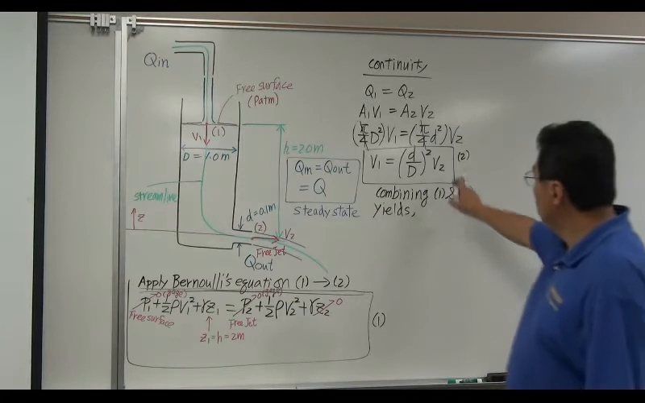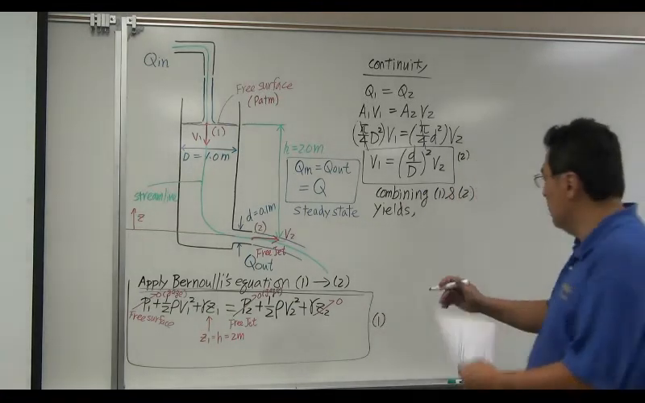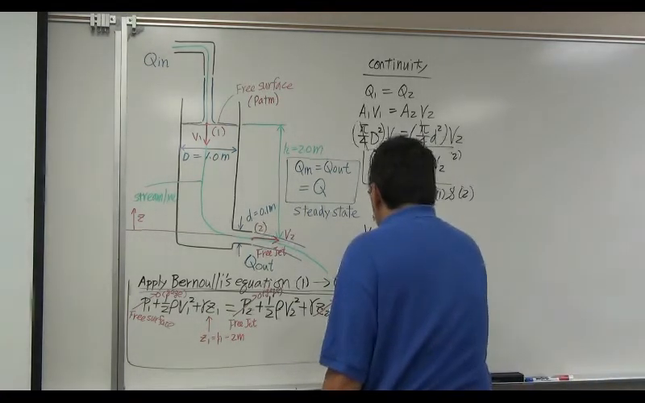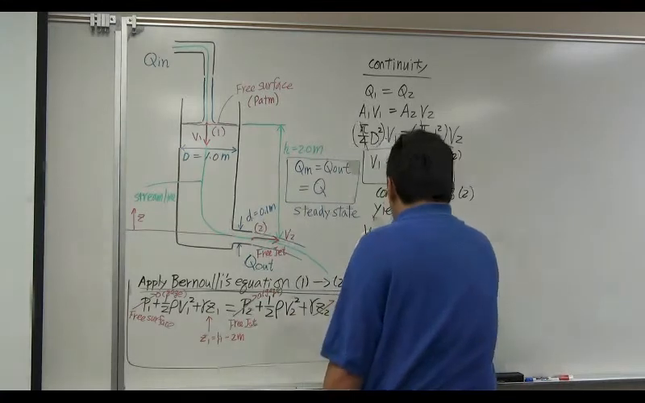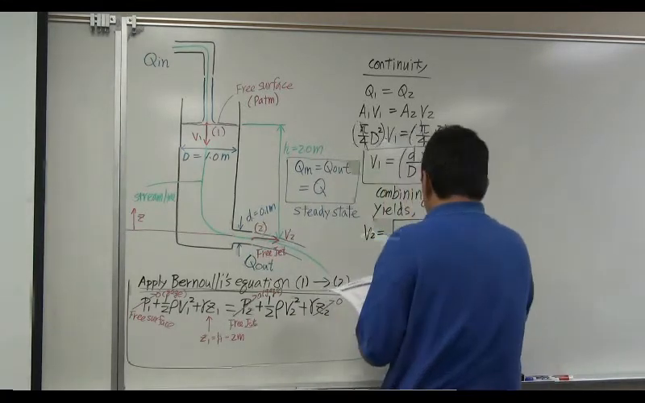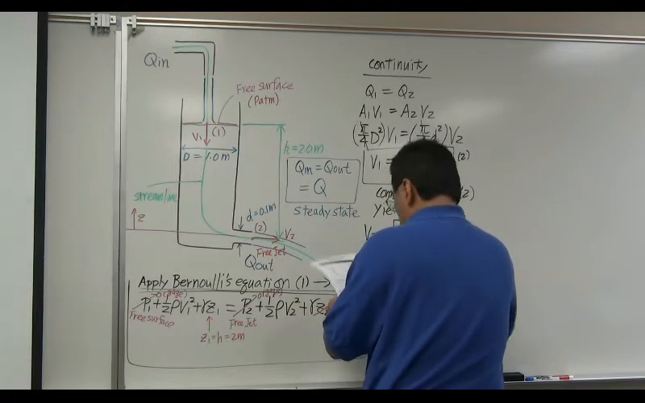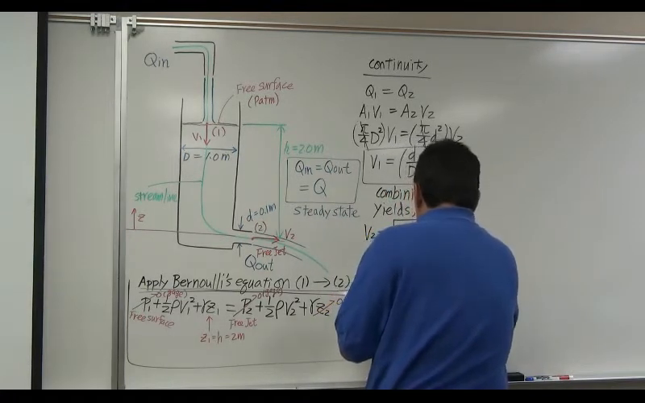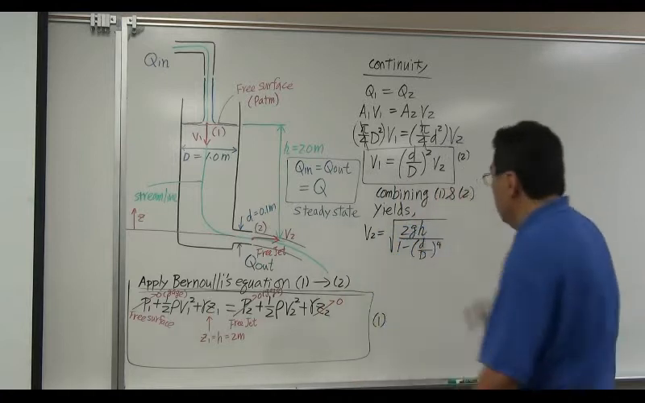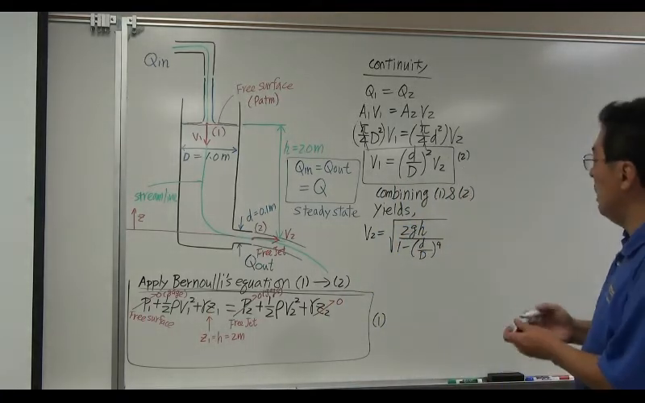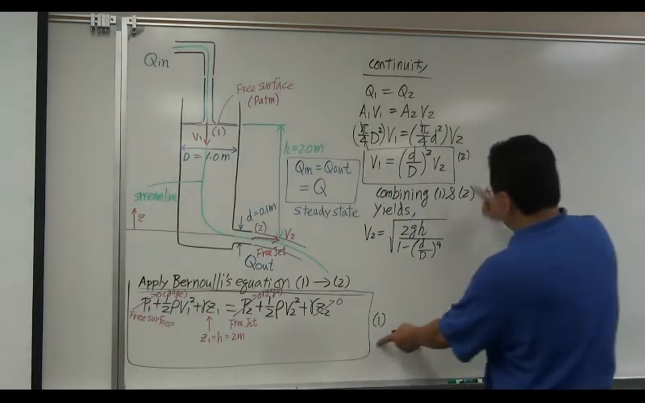If you combine equation 1 and 2, you are going to end up having this kind of equation. V2 is equal to square root of 2 times g times h divided by 1 minus (d over D) to the power of four. This is the equation you're going to get by combining equation 1 and 2.